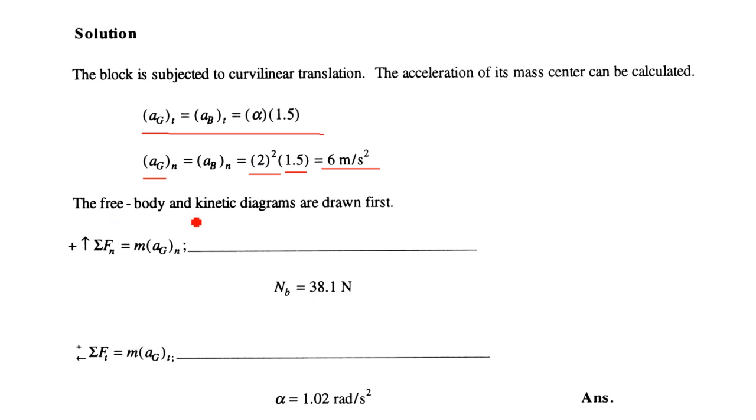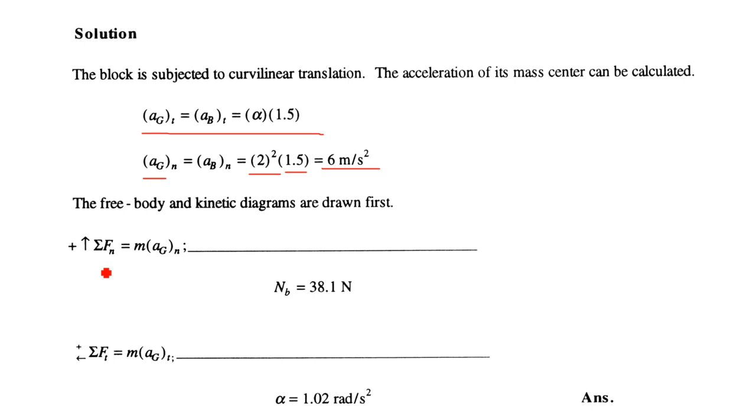By doing the free body diagram and the kinetic diagram, we find the sum of the forces vertically is equal to the mass downward and the normal force upward on the free body diagram. On the kinetic diagram, we have the mass multiplied by the normal acceleration, which is the vertical one. We can solve for that to find that the normal force N is equal to 38.1 Newtons. And we're going to do that for the horizontal.